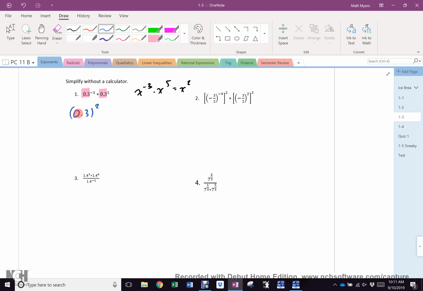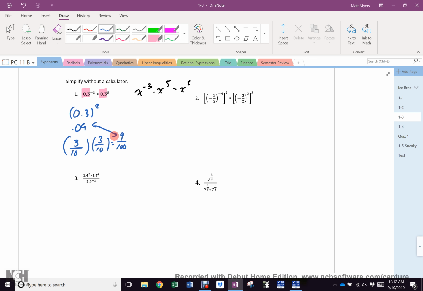Would I stop there in this question? No, why not? Because it's a number, so I can evaluate it. Now, if it was a big or an ugly number, how would we evaluate it? With a calculator. But we don't need one here, right? What is 0.3 squared? 0.09. Why? Because that's 3/10 times 3/10, which is 9/100ths. 0.09. Everybody cool? Yeah?